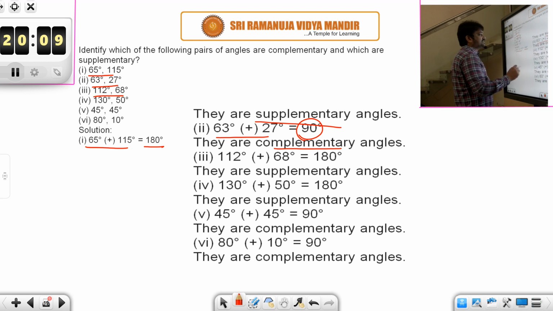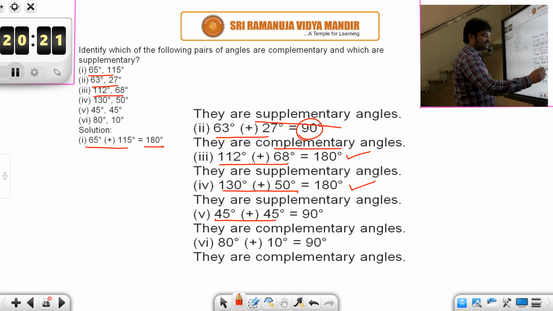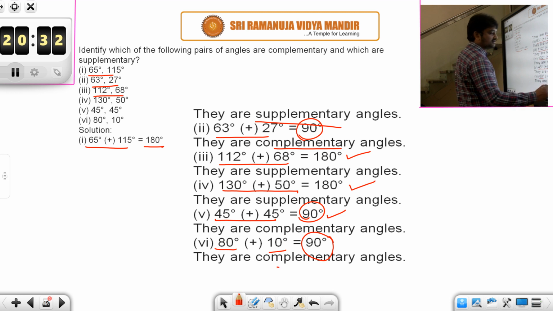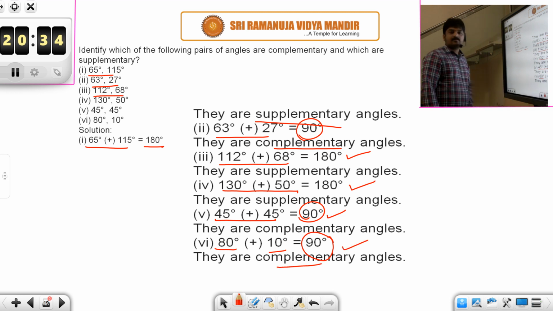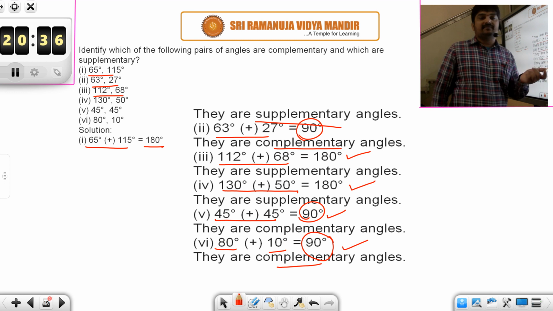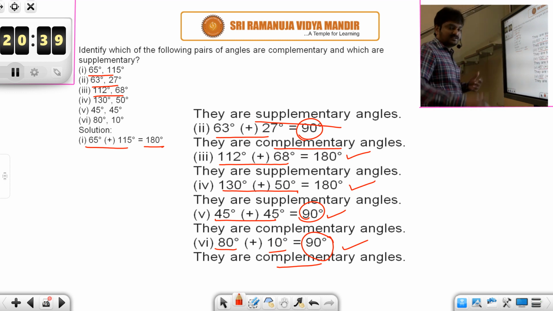Next, 112 plus 68 is 180, so they are supplementary. 130 plus 50, sum is 180, so they are supplementary. 45 plus 45, sum is 90, so they are complementary. 80 plus 10, sum is 90, so they are complementary angles. So if the sum is 90, we call that pair complementary. If the sum is 180, we call that pair supplementary.